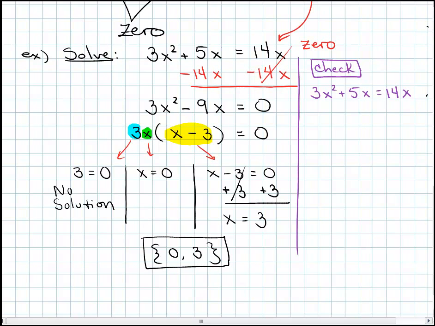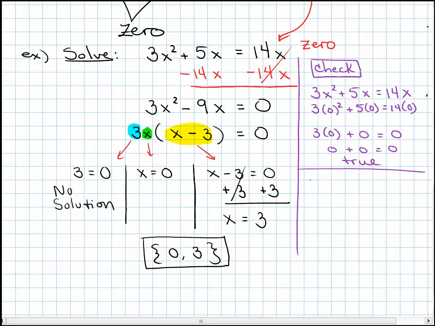Okay, so now we're going to substitute 0 and see if this comes out true. So this is going to give me 3 times 0 plus 5 times 0 is 0 and 14 times 0 is 0. So this is just 0 plus 0 is equal to 0. Is that true or false? True. That's true. That means this is the right answer.